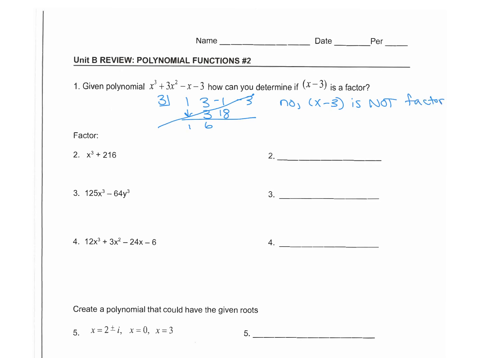So in the next three problems, we have to factor. So 2 and 3 are both the sum and the difference of two cubes. The sum of two cubes and the difference of two cubes are a pattern. It's going to always factor into a binomial times a trinomial. And I just need to figure out what my parts are. So for number 2, when I do the cubed root of x cubed, I get x. And the cubed root of 216 is 6.